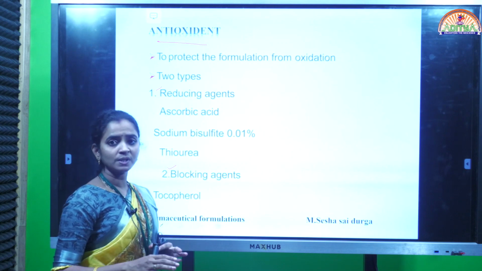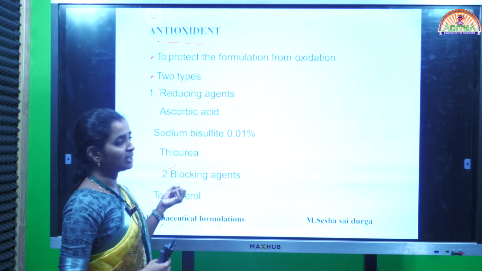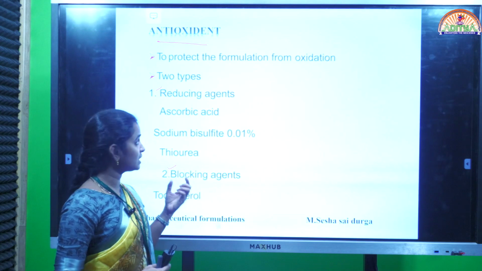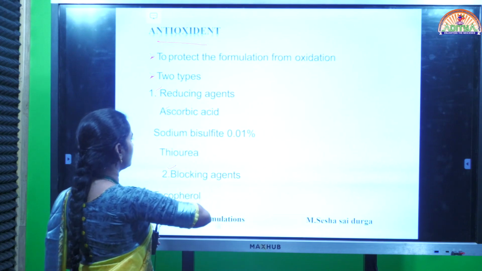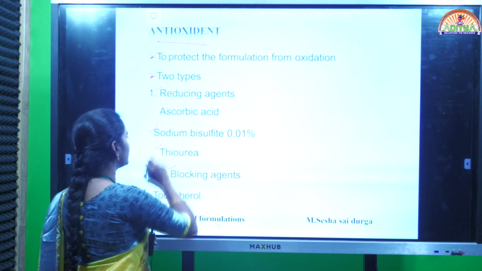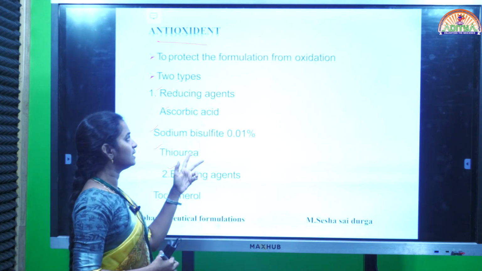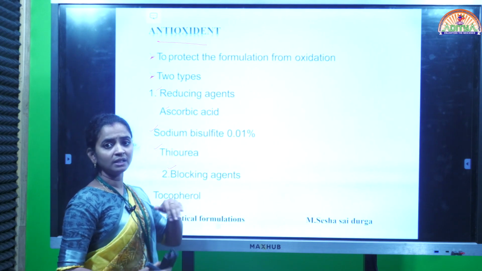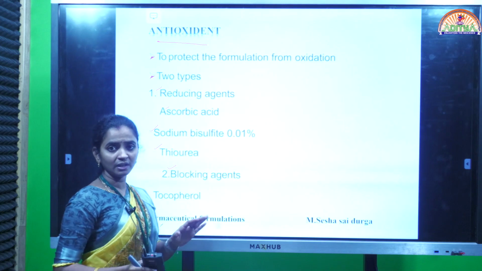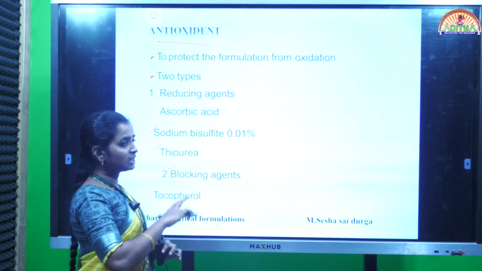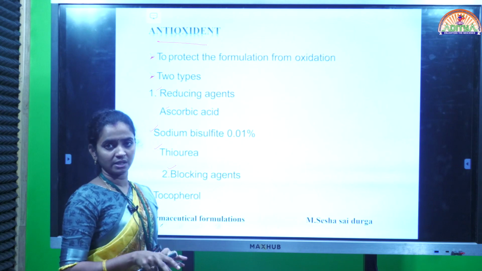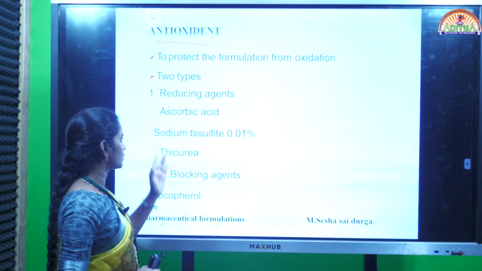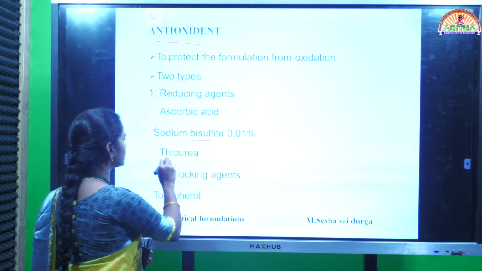Reducing agents: if oxygen is liberated, it immediately leads to oxidation. To avoid that process, the liberated oxygen will be taken up by some hydrogen molecule, meaning reduction. Reducing agents like ascorbic acid, sodium bisulfite or thiourea are used for reduction. When oxygen is liberated, this reduction takes place immediately, both reactions take place at a time, and it comes to a stable state.